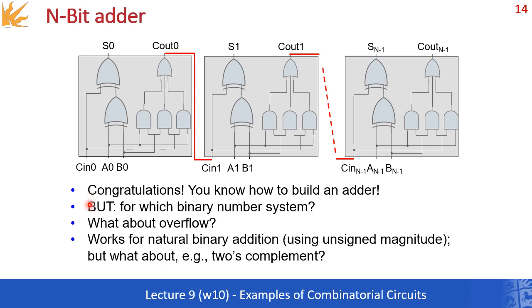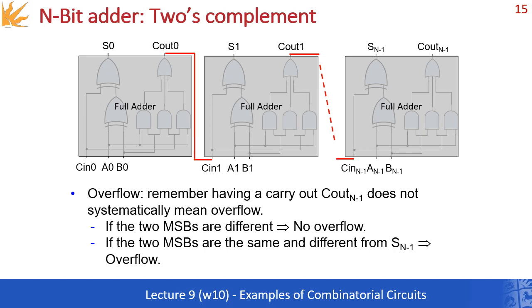Nevertheless, we're not done yet. You may know now how to build an adder, but there are some challenges. This is an adder, but for which binary system exactly? What happens in case of an overflow, where the carryout of the last full adder here is 1? And for a natural binary system, in other words, a system that uses unsigned magnitude, what happens for everything else? So let's check out together what happens in the case of 2's complement.